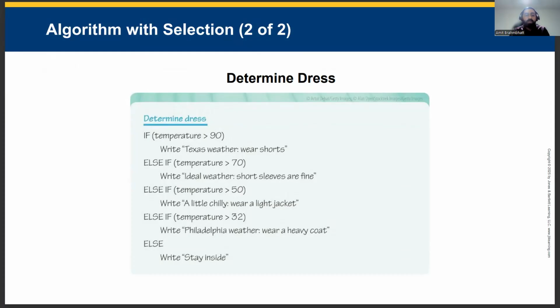Algorithm with selection. This slide continues with the outfit selection example with a more formal representation titled Determine Dress. It demonstrates how abstract logic is translated into a structured decision tree. The flowchart style layout shows how the algorithm evaluates temperature ranges and determines what clothing is appropriate. This slide makes the algorithm's logic explicit by using clearly defined branches.